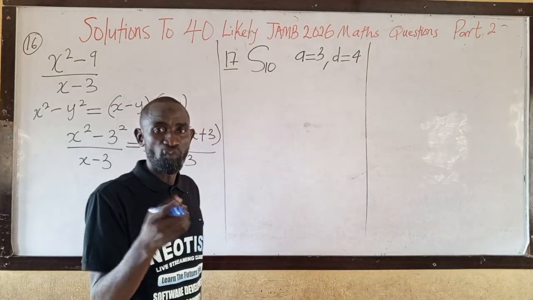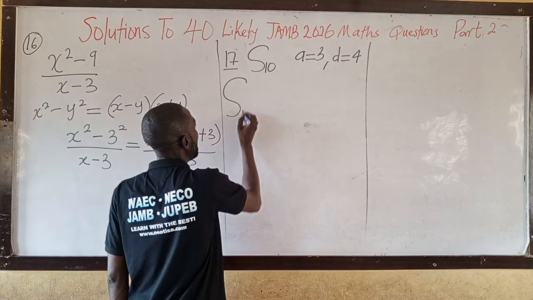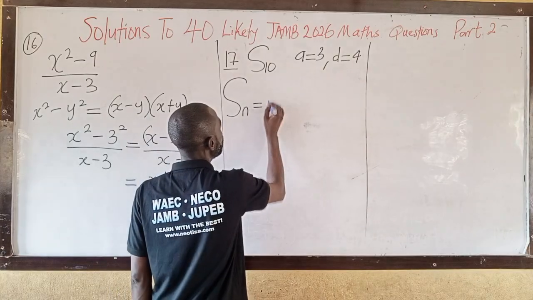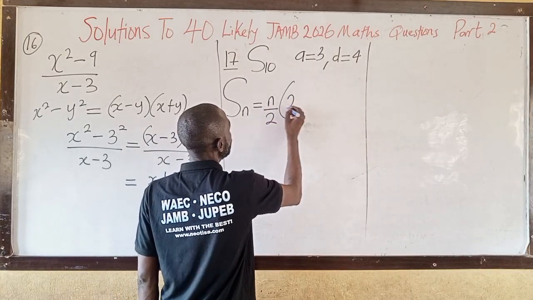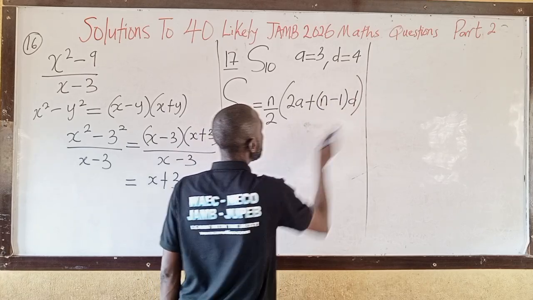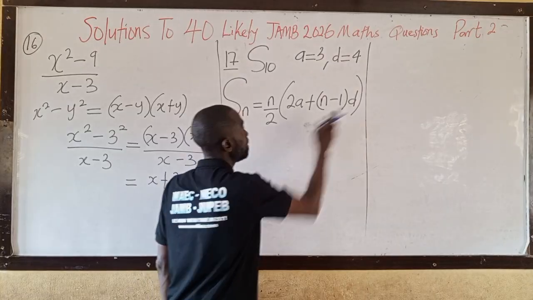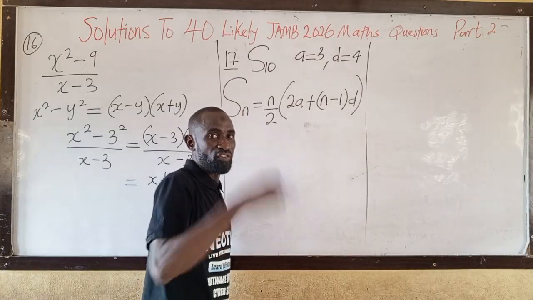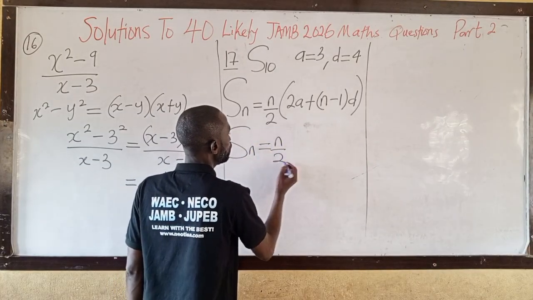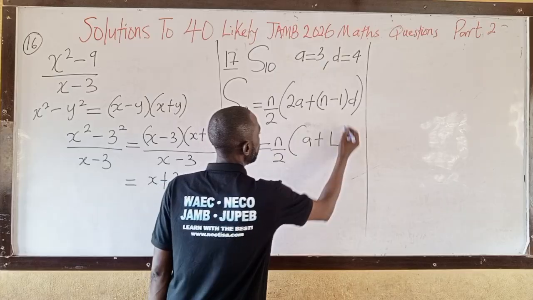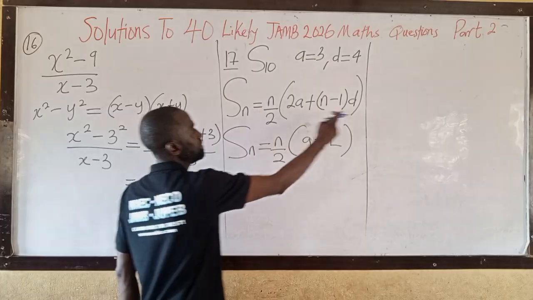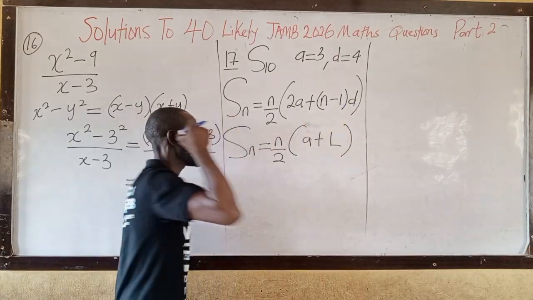Now, what's the formula used to calculate the sum of terms of an AP? The formula is Sn, the sum of the first n terms of an AP, equals n over 2 brackets 2a plus n minus 1 bracket d, if I know the first term and the common difference. But if the last term and the first term are given, the formula is Sn equals n over 2 bracket a plus l. Where a is the first term, l is the last term, n is the number of terms, d is the common difference.